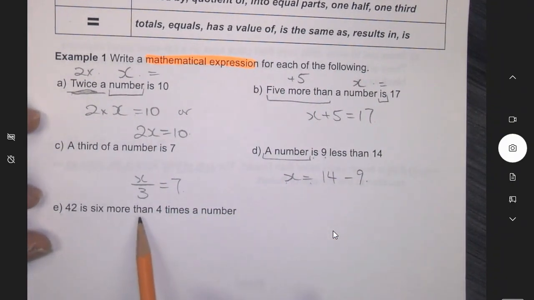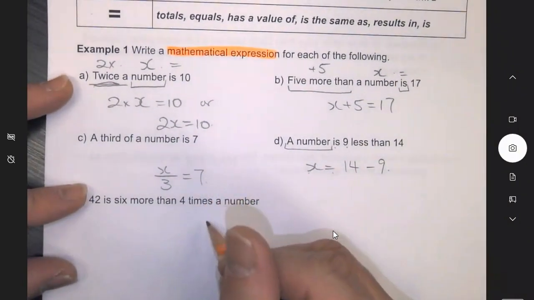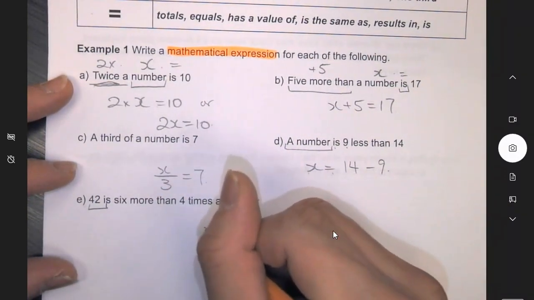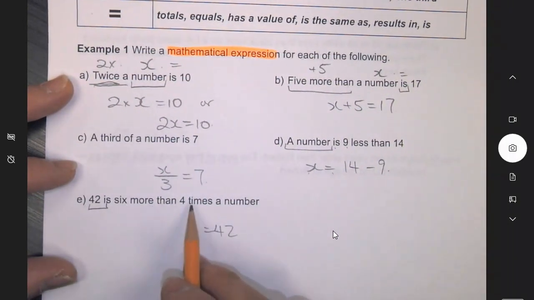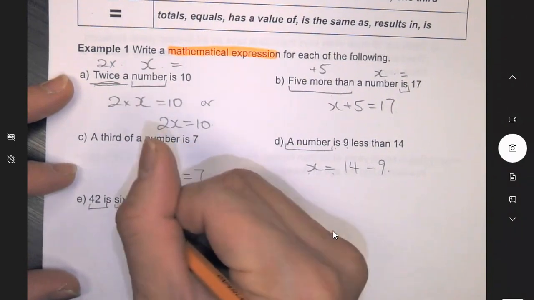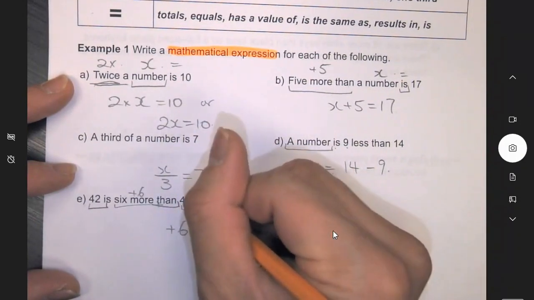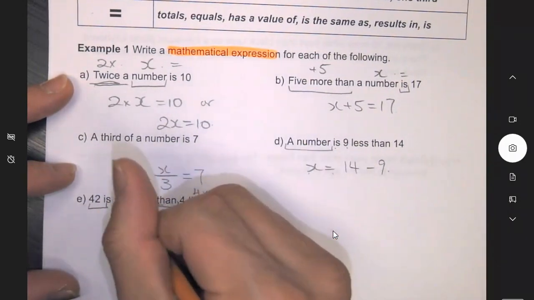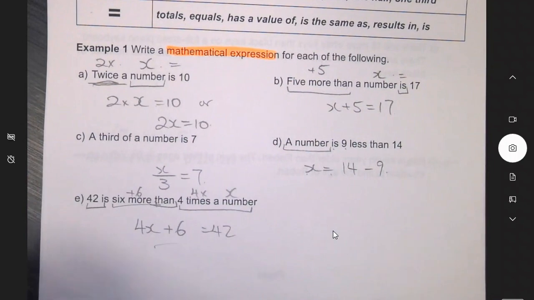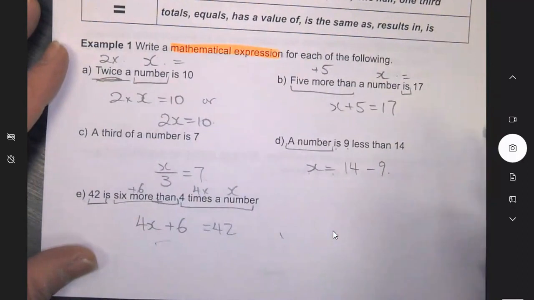42 is 6 more than 4 times a number. Okay. So in this case, let's read this. 42 is, so whatever it is, equals 42. 6 more than 4 times a number. So 6 more than would be plus 6. 4 times a number means 4 times x. So 4x plus 6 equals 42. And then you have to solve for what x is. Okay? So that's how you do example 1.